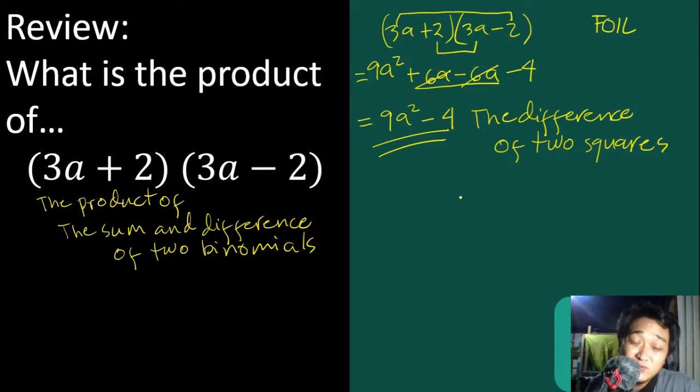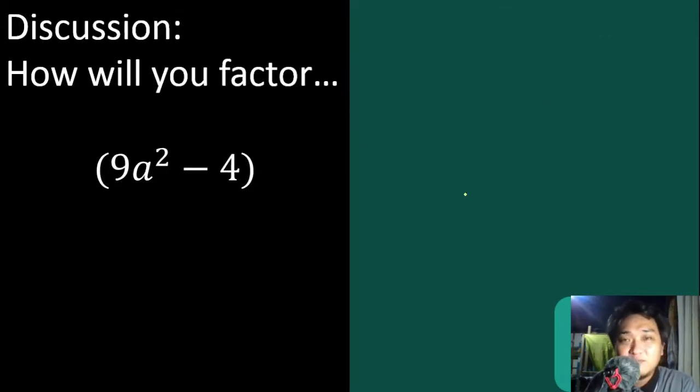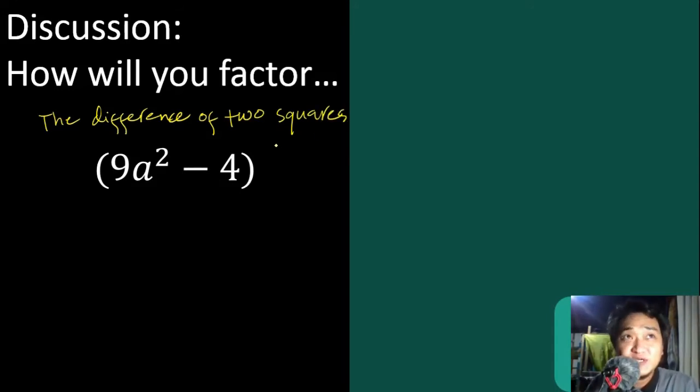Pero, syempre, yun yung natutunan nyo nung kayo ay grade 7. Ay, ano bang gagawin natin ngayon? Ang gagawin natin, yung kabaliktaran. Magfa-factor po tayo. Magfa-factor tayo ng the difference of two squares. Yan yung naging product ng sum and difference of two binomials.